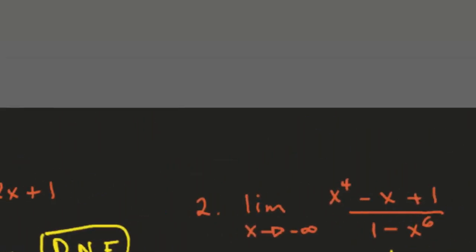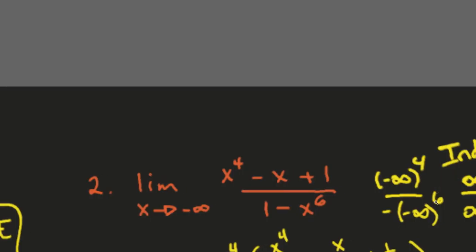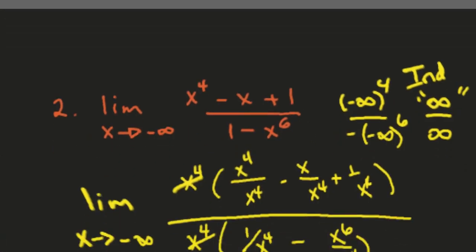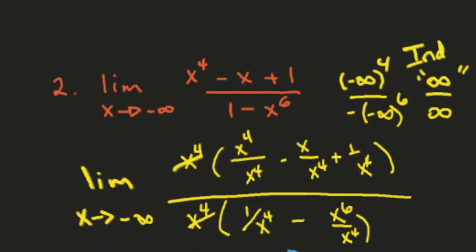Second problem. When we see something like this, it's a rational expression, we plug in, again, we're going to get infinite over infinite. We don't care about the signs as much, and we write down the infinite over infinite. So at this point, we factor out the highest common power of x, and all I'm doing here to figure out what's left behind is taking what I had originally and dividing by what I'm factoring out.